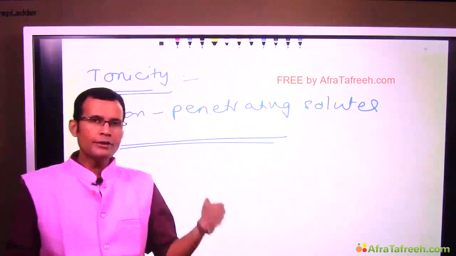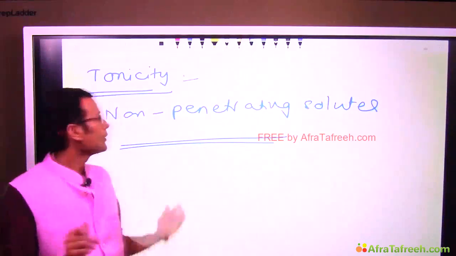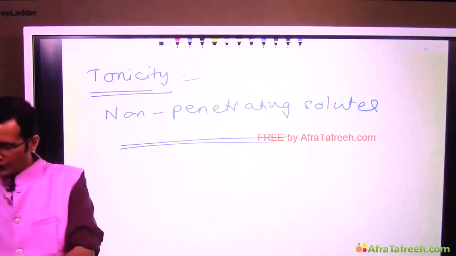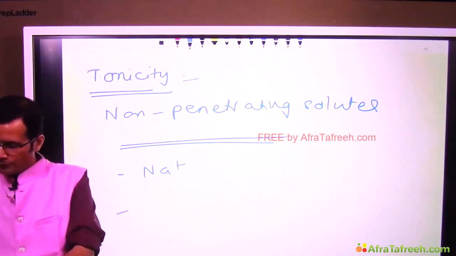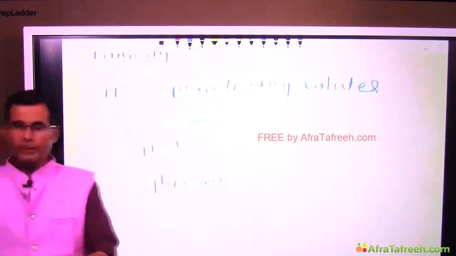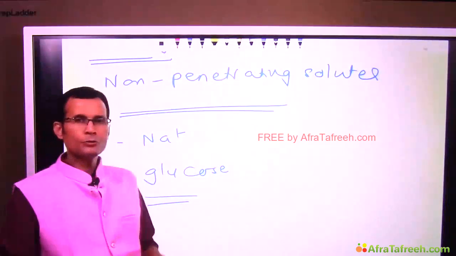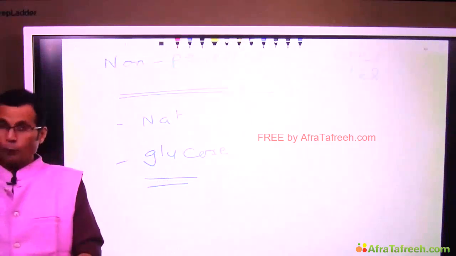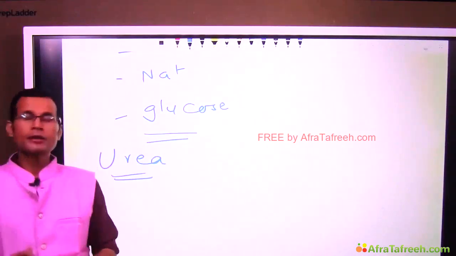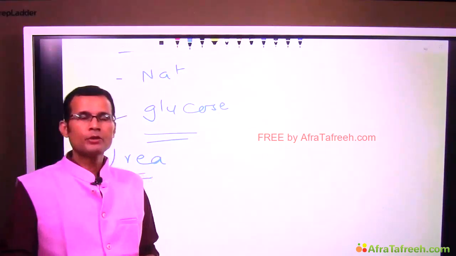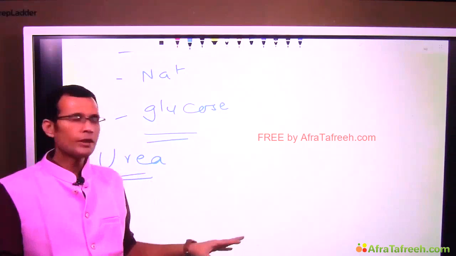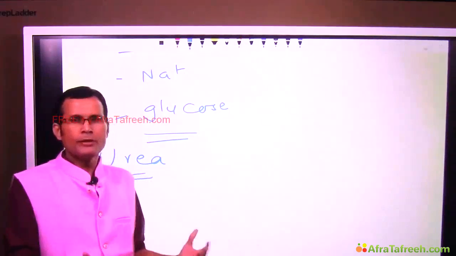So for osmolality, we took sodium, glucose and BUN. For tonicity calculation, out of these three, we will only take sodium and glucose. Membrane is not very highly permeable to these two. We don't consider urea for the calculation of tonicity because the membranes are highly permeable to urea. Why? What is the basis for that?